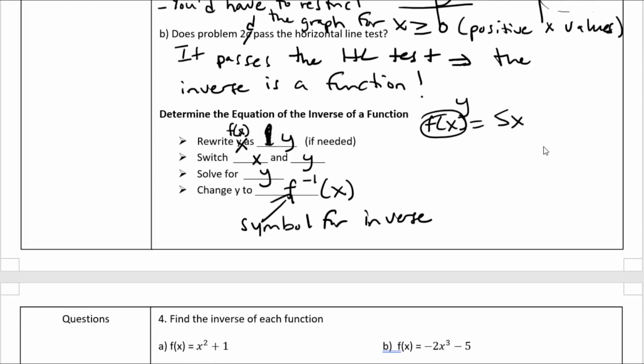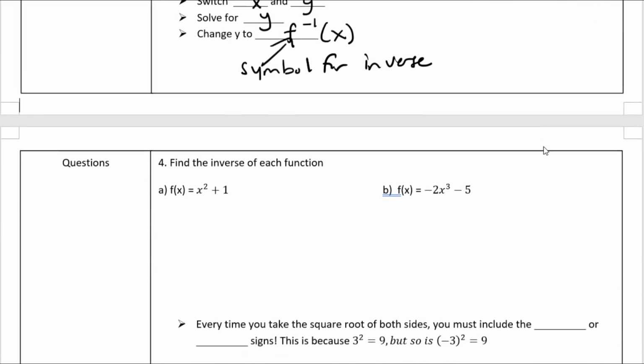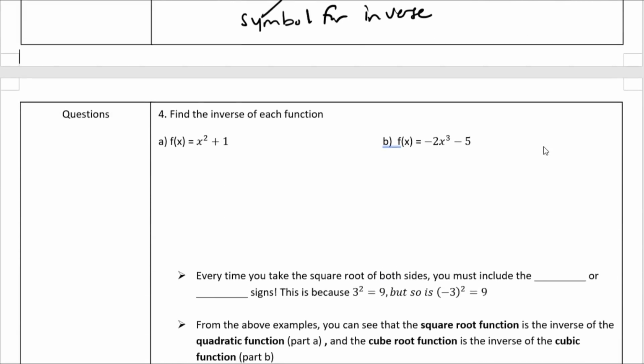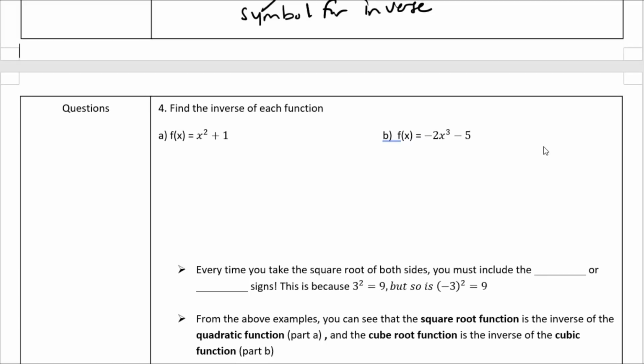Okay, so let's go ahead and show you that process. For part A, you're gonna change f of x to y, so y equals x squared plus 1, and then you're gonna swap x and y, switch them. So let me just say that's step 1. This is step 2. Then we're going to do step 3.